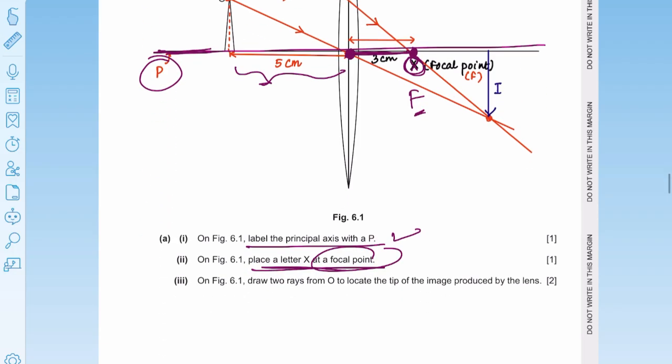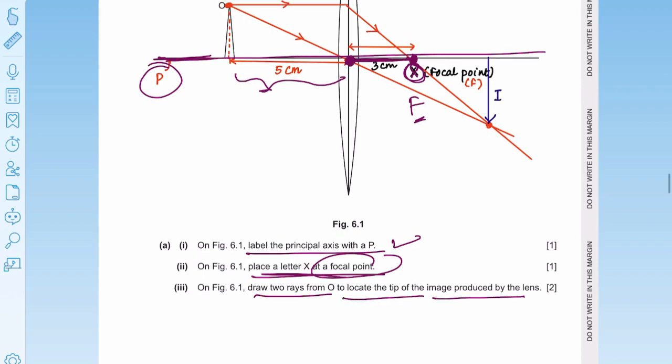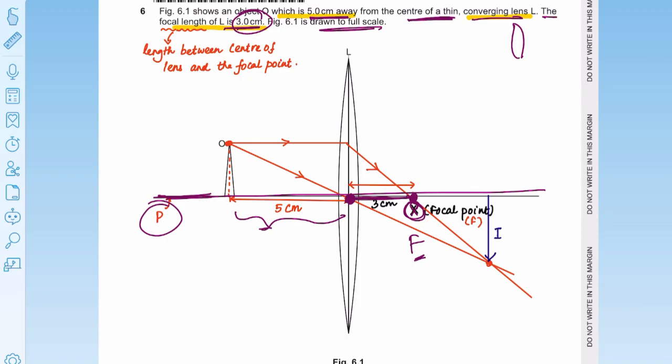Write down X here. Now draw two rays from O to locate the tip of the image produced by the lens. Very simple question. So this is the tip of the object. Draw a line parallel to the principal axis to the center of the lens. Then this ray will pass through the focal point. You can see here. One more ray will pass through the center of the lens, and it will intersect at this point, and this point will be the image created at the right hand side of the lens. Can you see this? Okay.